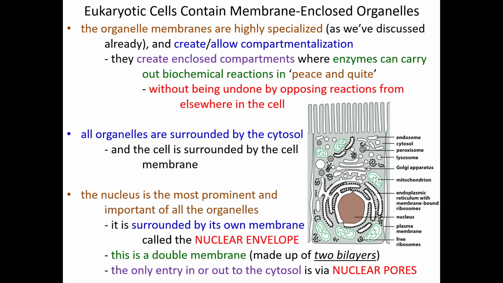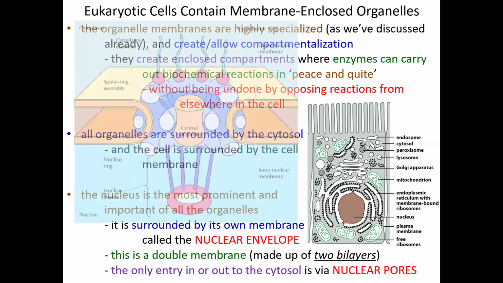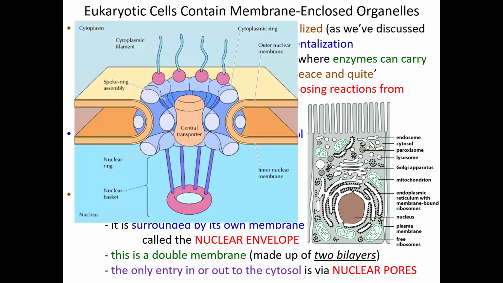Because we have two layers, we can't really just rely on diffusion, facilitated or passive, to get into the nucleus, because we have these two walls to get through. And so there are these very specialized and beautiful structures called nuclear pores. To get into or out of the nucleus, the only way through for any kind of molecule of any size or charge is through a nuclear pore complex. And we'll talk quite a bit about how that transport in and out of the nucleus occurs much later on in this video.